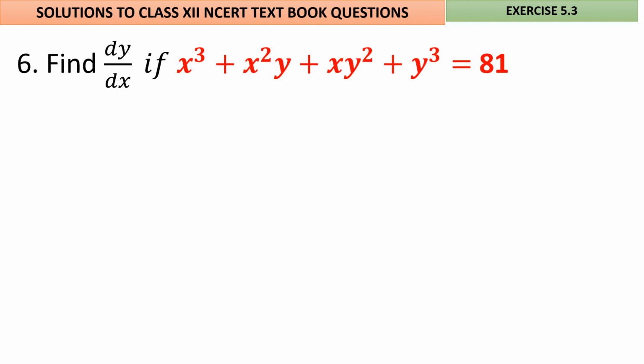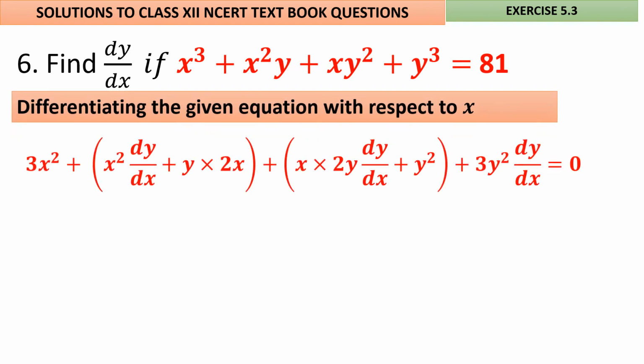Let us move on to question number 6. Find dy by dx if this expression, a cubic equation, x cube plus x square y plus xy square plus y cube is equal to 81. As usual, let us differentiate from left to right.